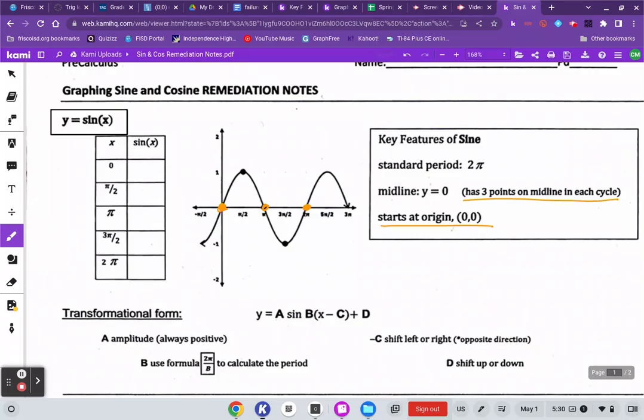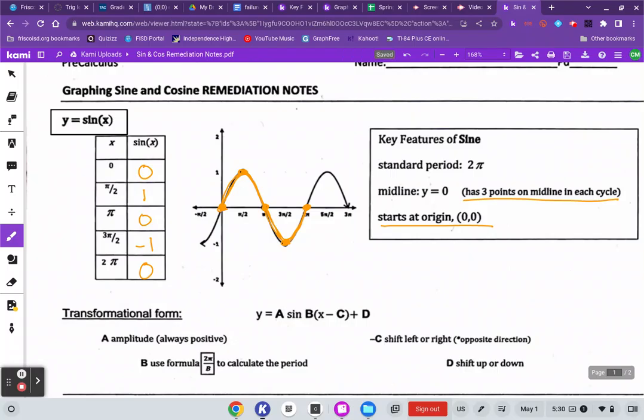If I go to fill in my table over here, at 0, sine is 0. At pi over 2, it's 1. Pi is back to 0. 3 pi over 2, it's -1. And at 2 pi, it is back to 0. So this is the basic parent graph, the sine curve, parent graph of sine of x.